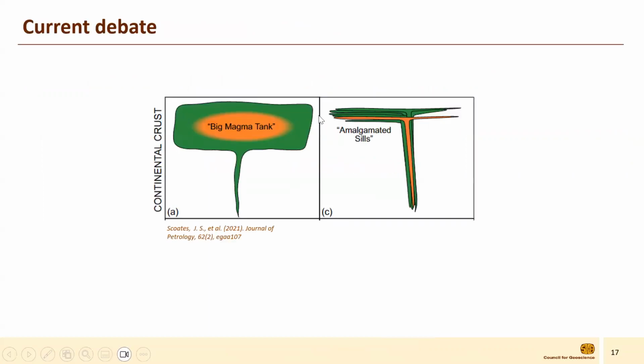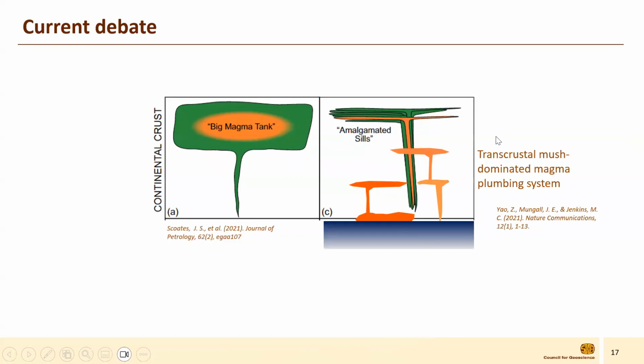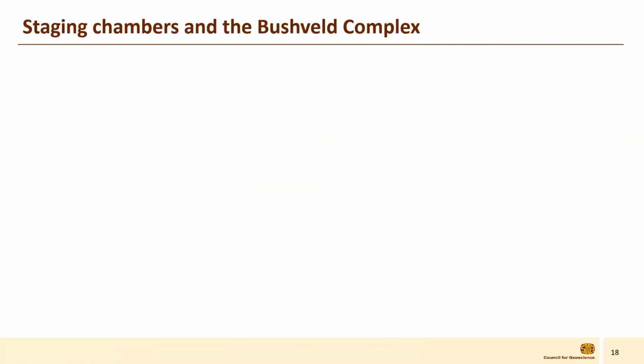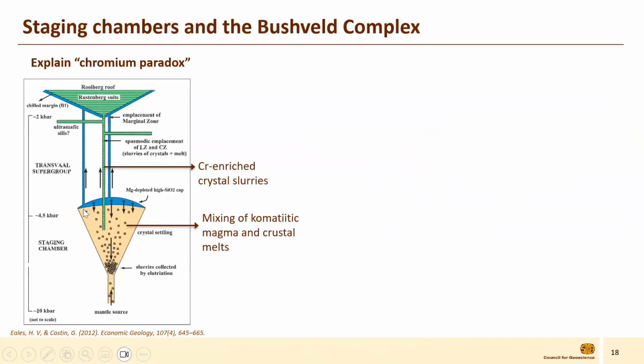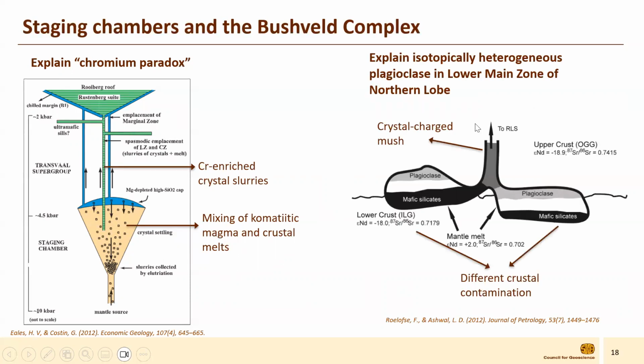So this picture's these different models for how the Bushveld is, where there's a big magma tank or amalgamated sills or a transcrustal mush-dominated magma plumbing system. I work a lot on volcanoes, and this is the model that is preferred for certainly subduction zone volcanoes. Having staging chambers in the lower part of the lower crust or mid crust explains various geochemical signatures, explains the chromium paradox. So you've got a staging chamber here. It explains heterogeneous plagioclase in the lower main zone of the northern lobe.